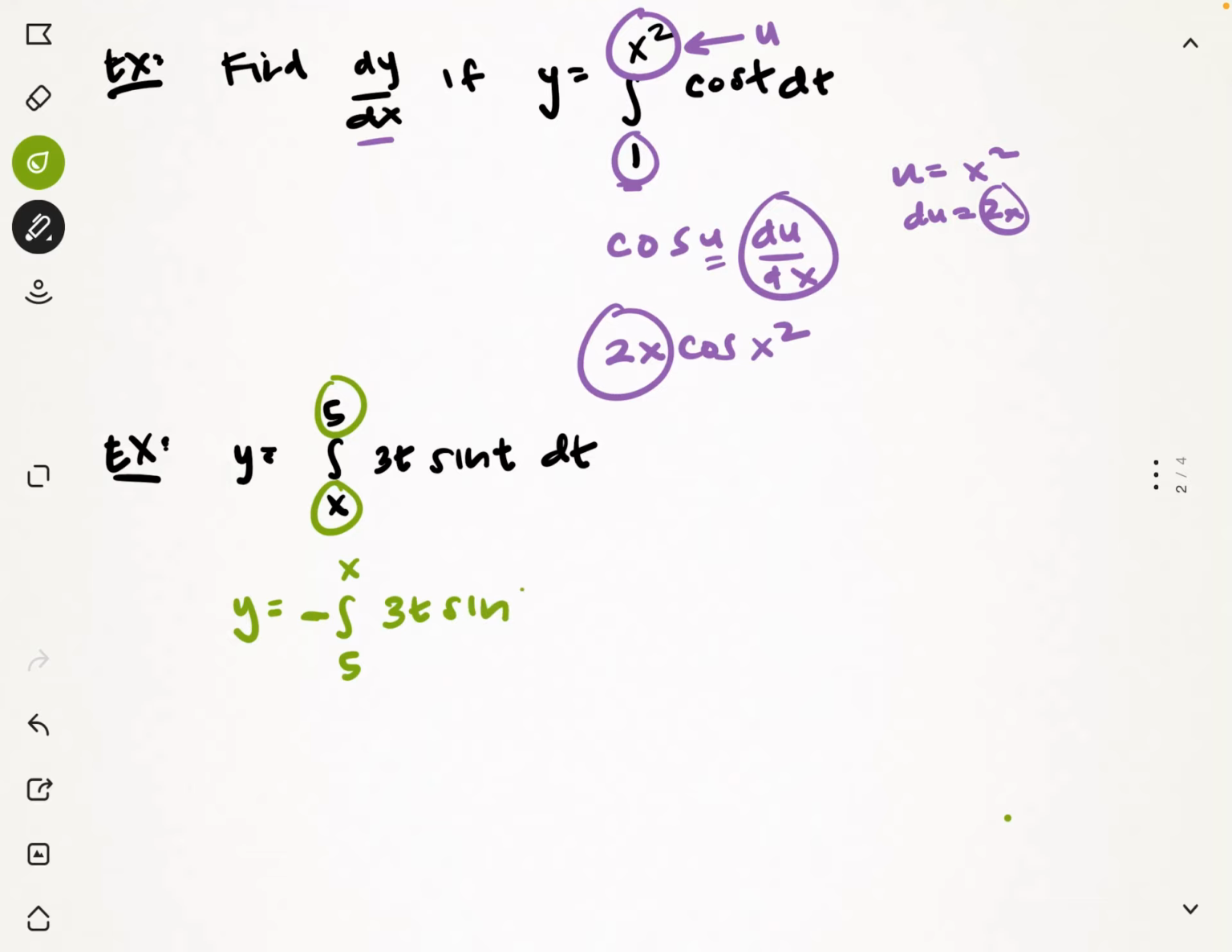3t sine t dt. And then now we're good, right? This is not an x squared or anything funky. It's just x. And the bottom is a constant. So we can just go ahead and say that this, the derivative, right? We're finding the derivative with respect to x of this thing. That's going to be equal to, and we're just going to substitute the x, right? So negative 3x sine x.